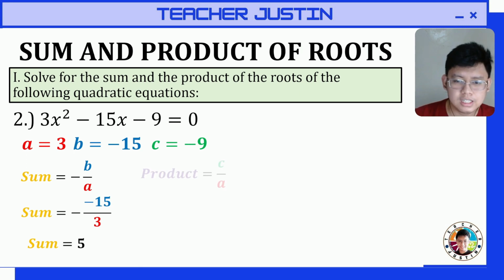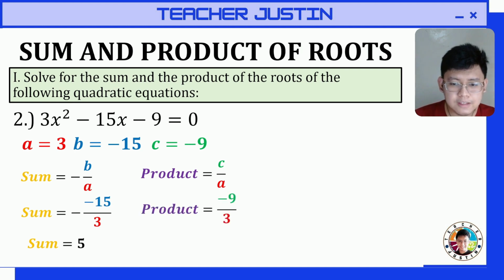So, next is let's find the product of the roots of our quadratic equation. So, the formula is c over a. So, substitute natin yung ating c and a. That will give us negative 9 over 3. Negative 9 divided by 3 is equal to negative 3. So, the product of our roots is equal to negative 3. So, the sum is 5, the product is negative 3, and that's it. That will be our final answer.